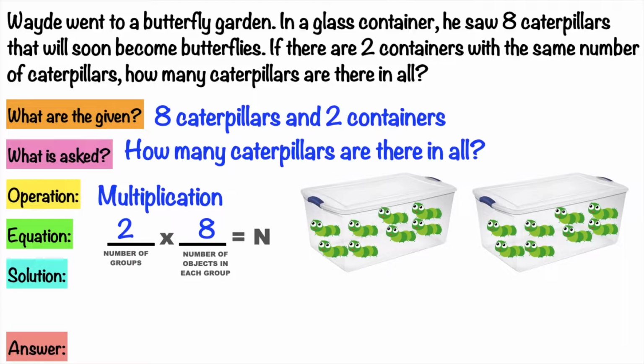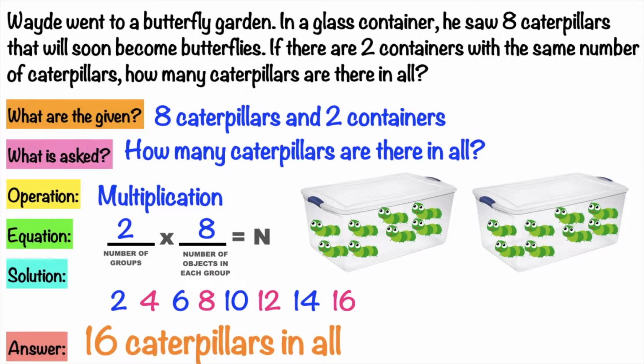For the solution, you can choose whatever solution you want as long as you will get the correct product. So this time, we're going to use skip counting by 2s until we reach the 8th multiple of 2. Let's skip count together. 2, 4, 6, 8, 10, 12, 14, 16. So the final answer is 16 caterpillars in all.